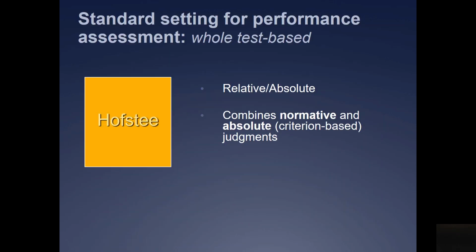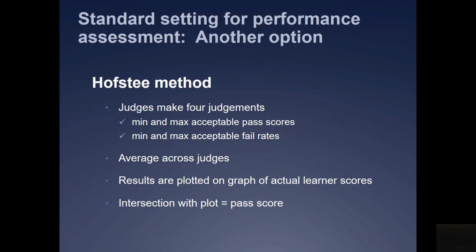Now, as a reminder, the Hofstee is a whole test-based method. It's absolute, and yet it takes into account existing scores, combining the normative and absolute judgments. And what we're doing, the judges make 4 actual judgments: the minimum and the maximum acceptable passing scores, the minimum and maximum acceptable fail rates. Those are 4 different scores. Then we average those across judges, just like we do with the Angoff. And the results are then plotted on a graph of actual learner scores. This is a little bit different, and we'll show you what that means. And then we intersect with the plot, and that becomes the pass score. So let's go ahead and move forward.